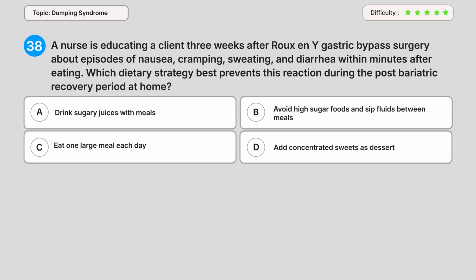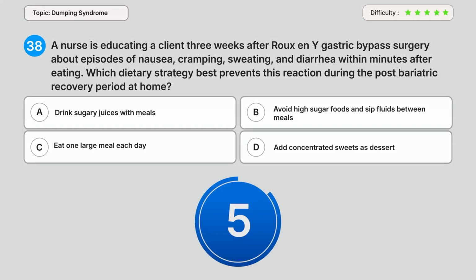A. Drink sugary juices with meals. B. Avoid high sugar foods and sip fluids between meals. C. Eat one large meal each day. D. Add concentrated sweets as dessert. What do you think is the answer?